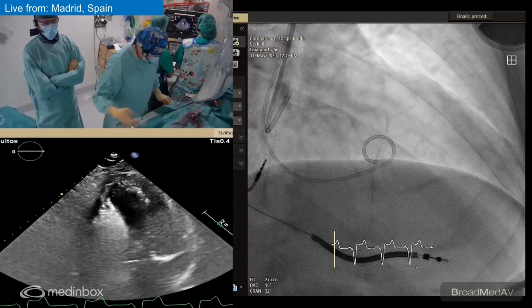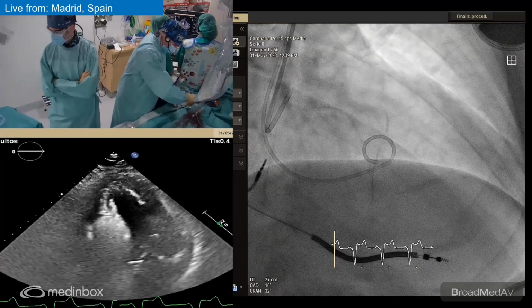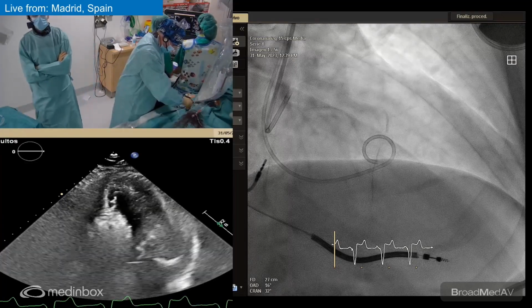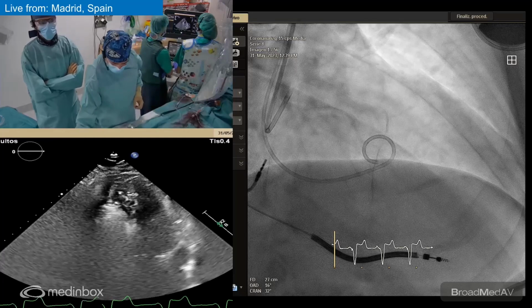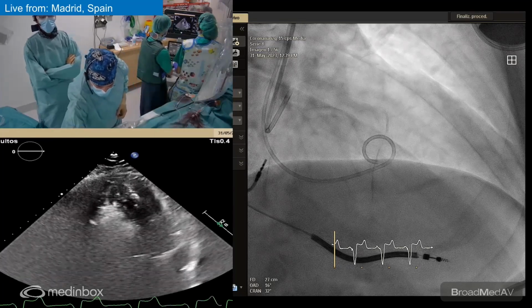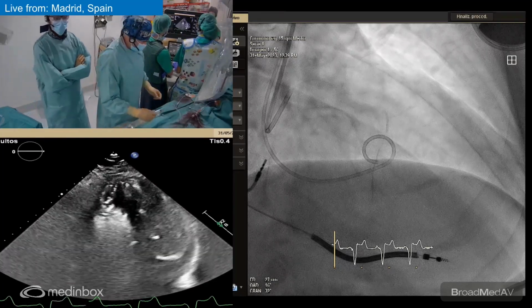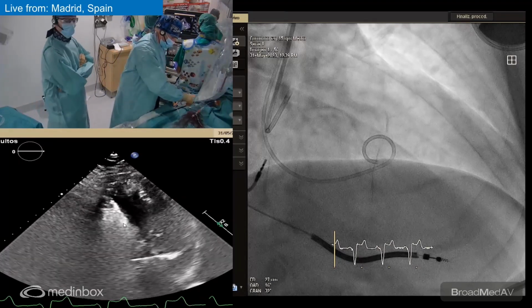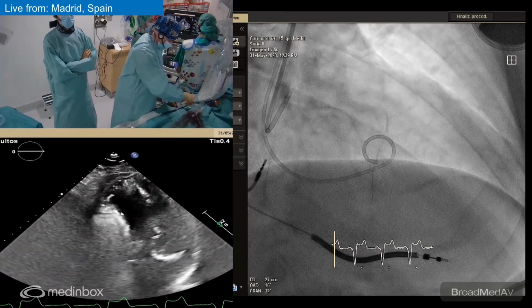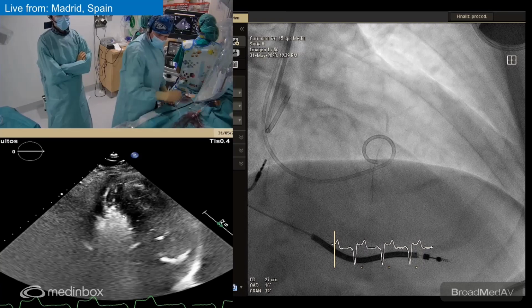We have 1 cc already. And this is not the usual case of alcohol septal ablation. We usually inject less alcohol than now, but this case is quite special because of the thickness of the septum. Look, you can see here how the mid septum has become hypokinetic.